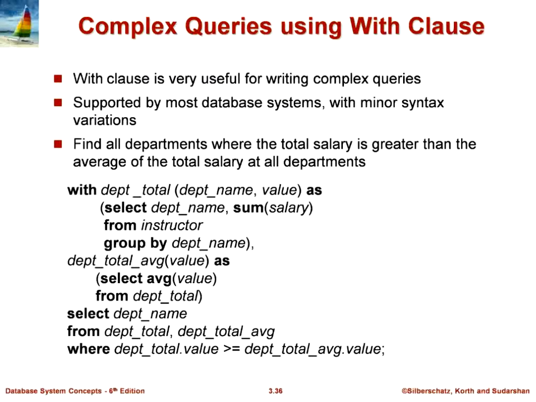You can write complex queries with the with clause as well. It is very useful for writing complex queries and is supported by many database systems with minor syntax variations. Sometimes you may be interested to find all departments where the total salary is greater than the average of the total salary of all departments. So you can write complex queries in this way.